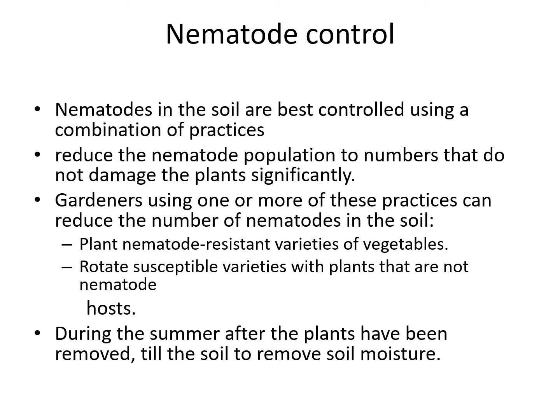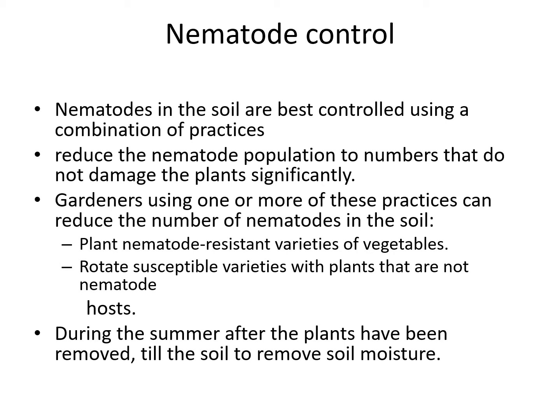Okay, let's talk about these small worm-like creatures in our soil called nematodes. We want to control these little buggers by using a combination of practices. One is to reduce the nematode population to numbers that don't damage our plant. So gardeners using one or more of these practices can reduce the number of nematodes in the soil. The first one, and most important I think, is to plant nematode resistant varieties of vegetables.